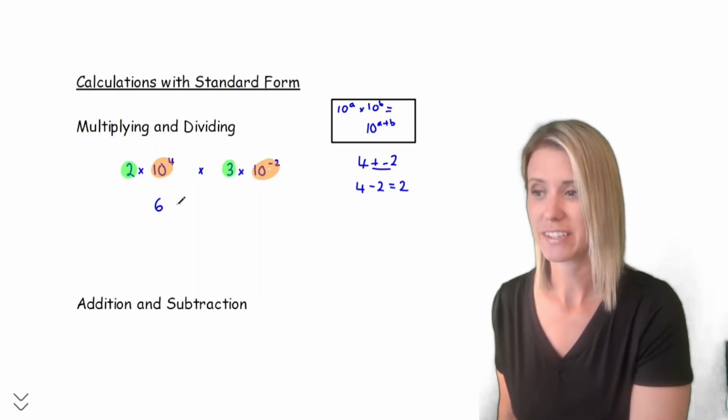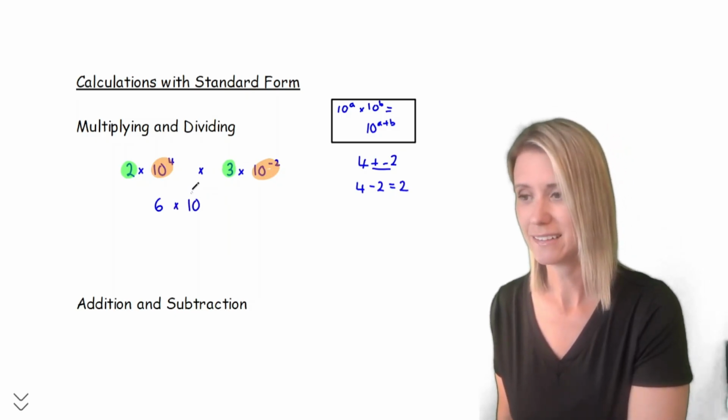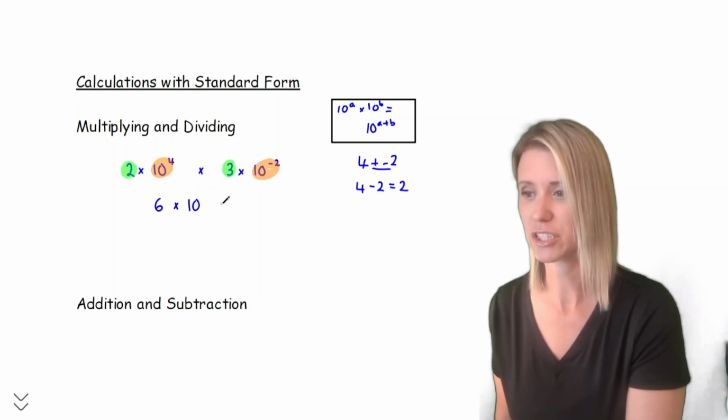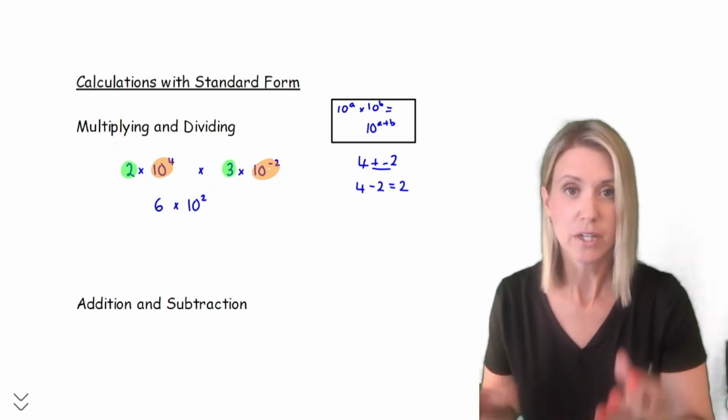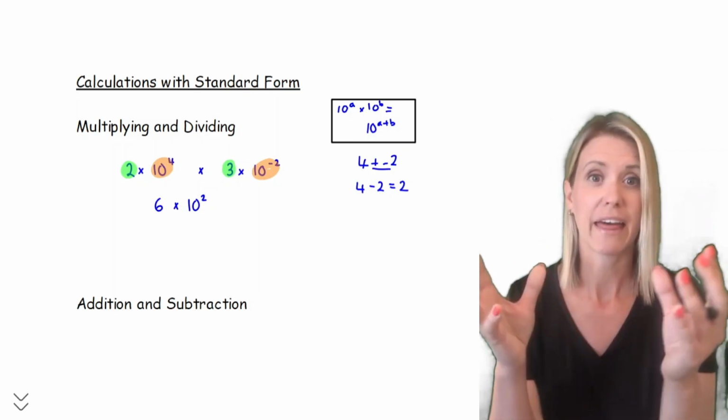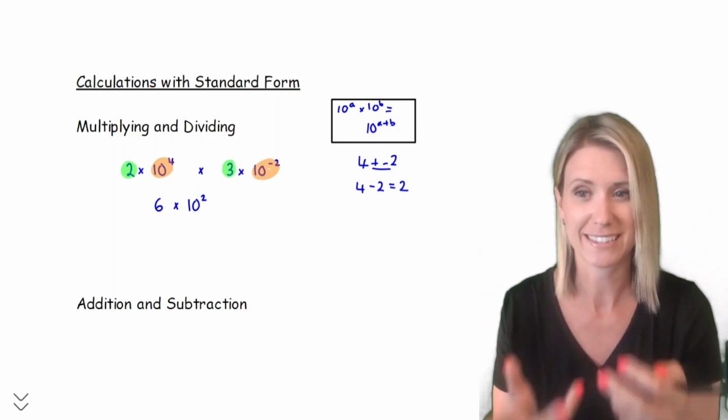We end up with 6 multiplied by 10 to the power 2, since 4 subtract 2 is 2. So do the numbers first and then do the powers separately after. And it's the same for division.